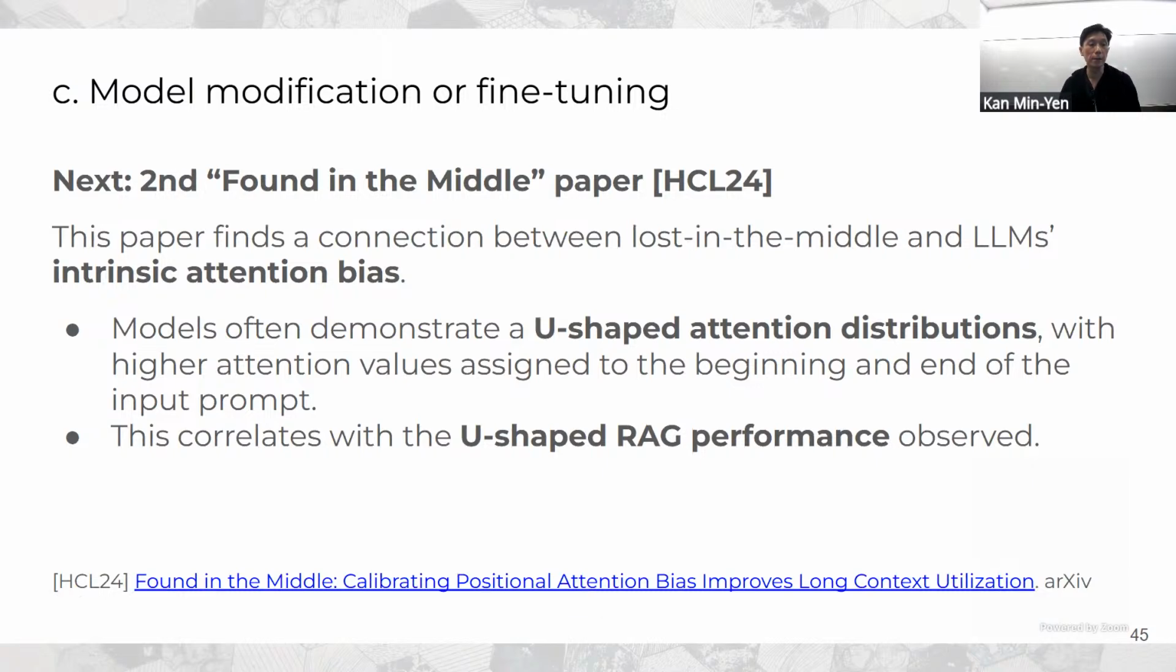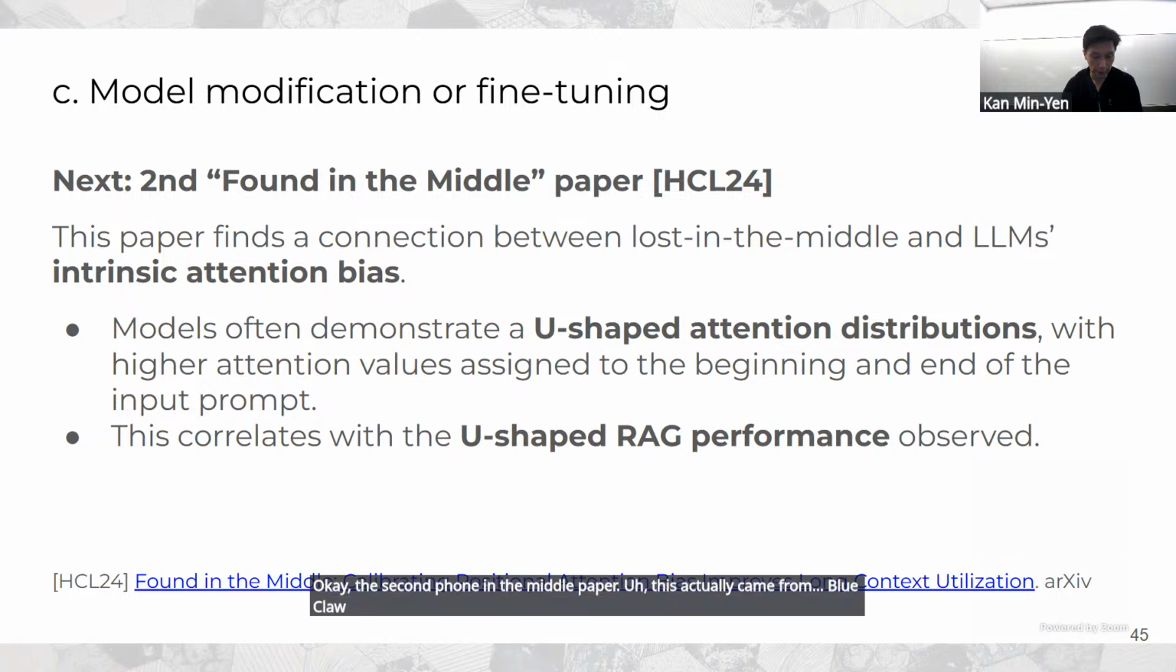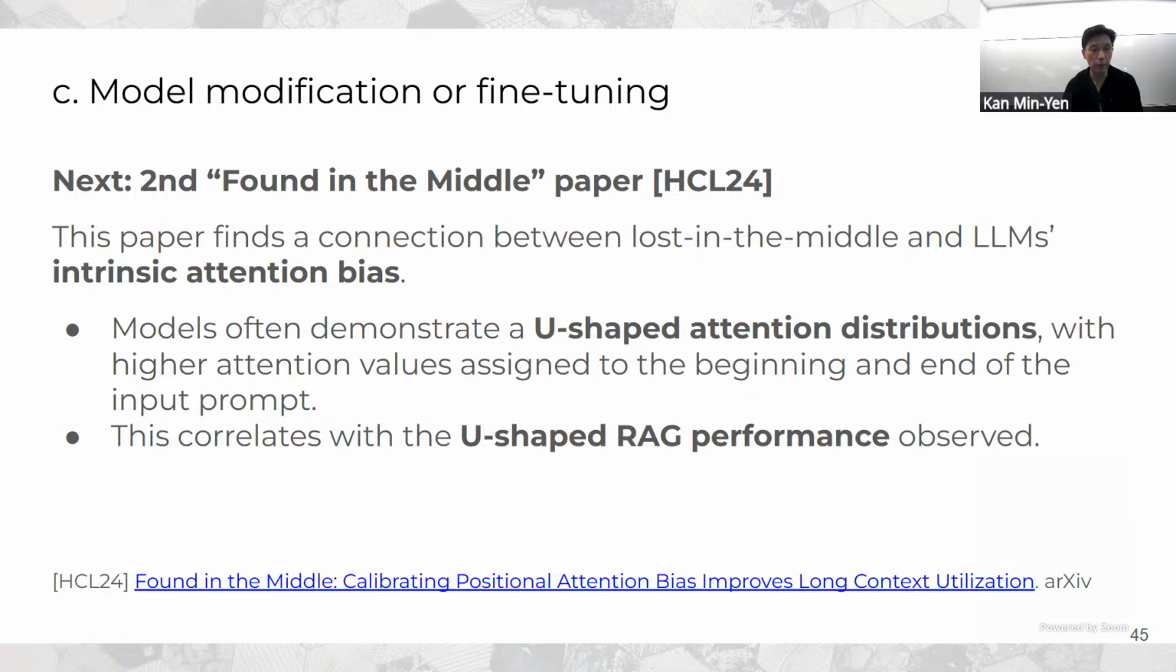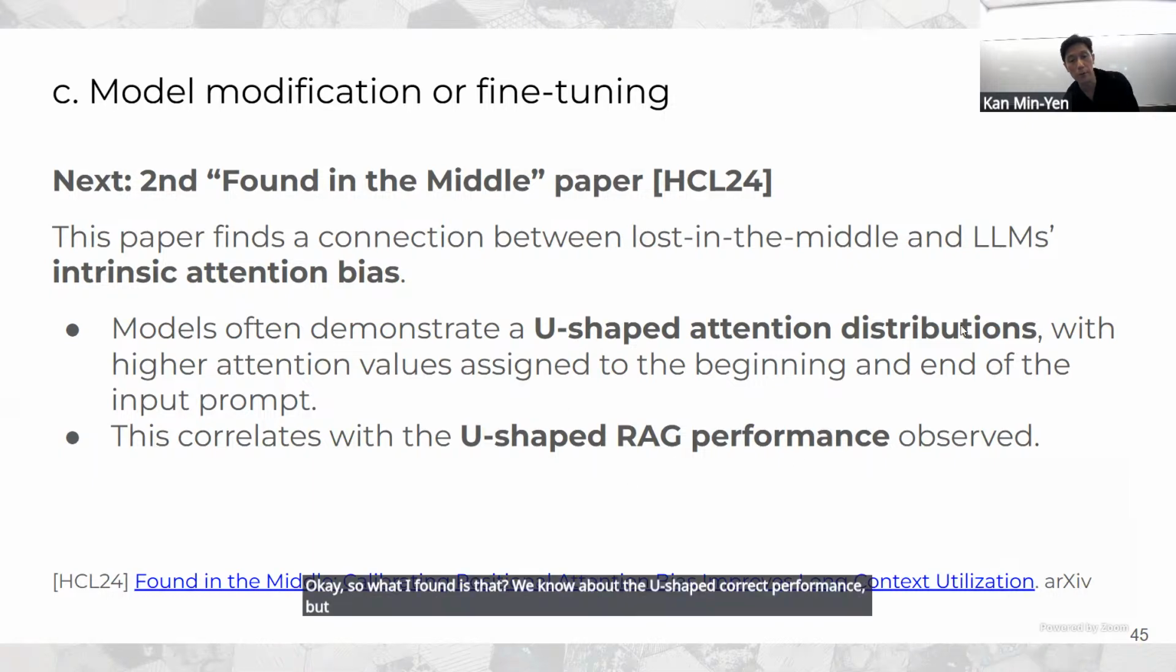Okay, the second found in the middle paper, this actually came from Google AI research, and I find this very interesting. Okay, so what they found is that we know about the U-shaped RAG performance, but they also found that the attention distributions also have a U-shape.